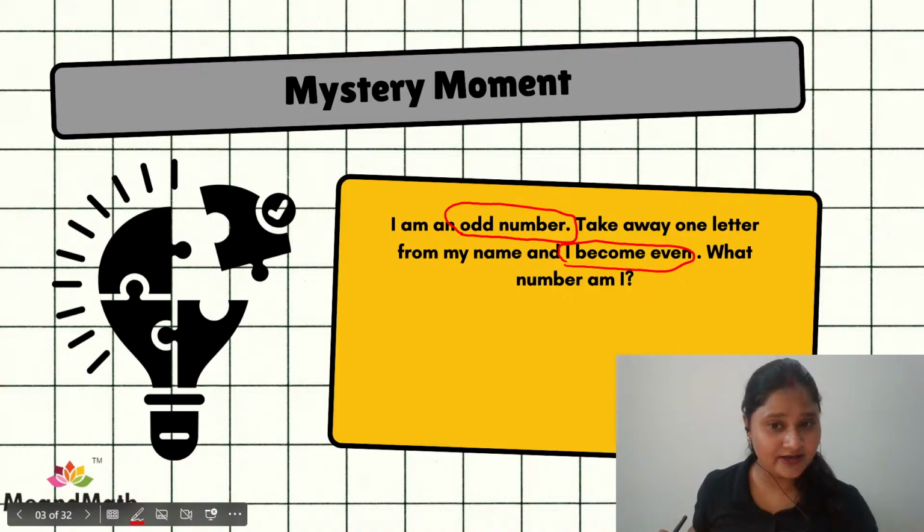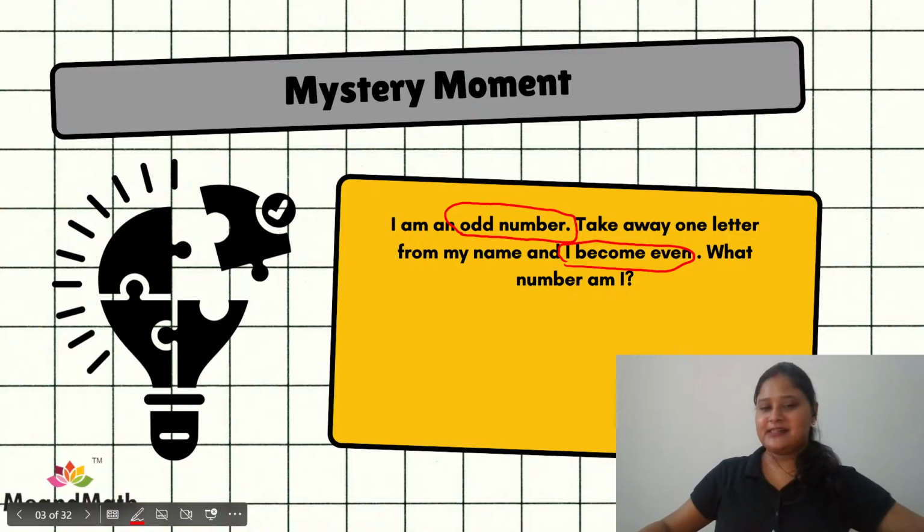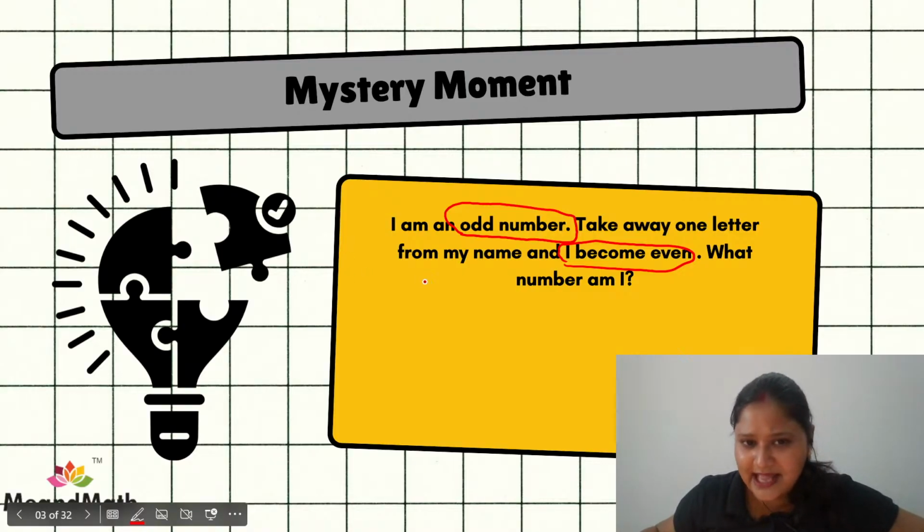Come on, I'm an odd number. Take away one letter from my name and I become even. What number am I? Okay, so I have got the answer. Some are saying 10, some are saying 7. So I'll take 10 first. If you write 10, what is the spelling of 10? Can you just write the spelling of 10 in the comment section? Let me see.